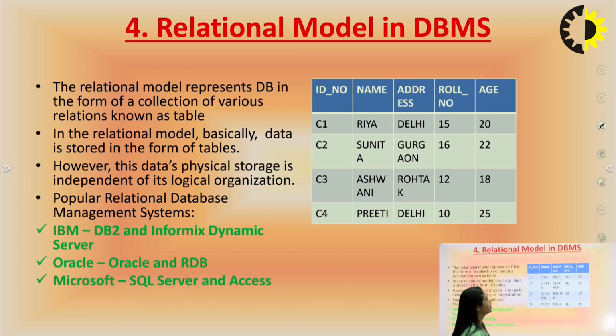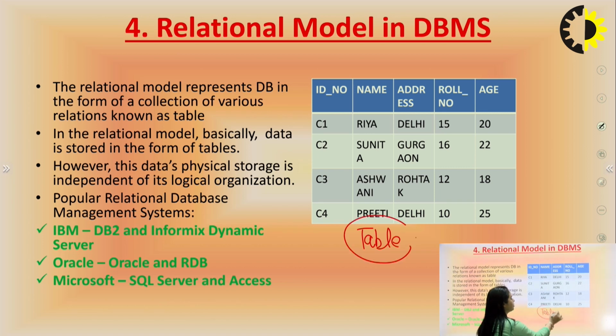Next is your relational model, where we represent everything in the form of tables. Every information or data when represented in the form of a table is known as the relational data model. The relational model represents data as a collection of various relations known as tables. In the relational model, basically data is stored in the form of tables. However, this data's physical storage is independent of its logical organization.